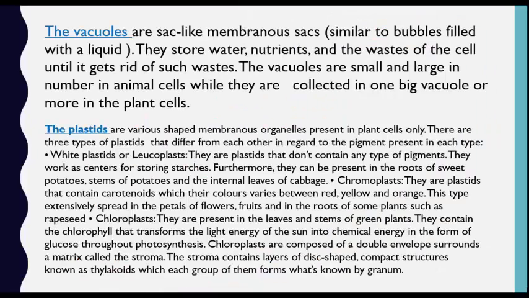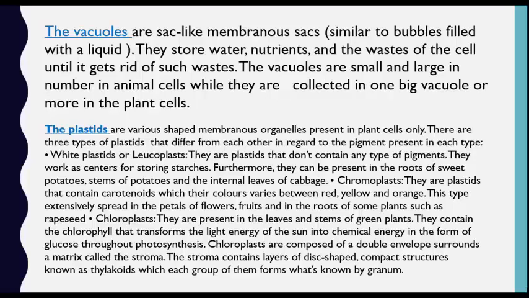The vacuoles. They are sac-like membranous sacs, similar to bubbles filled with a liquid. They store water, nutrients, and the wastes of the cell until it gets rid of such wastes. The vacuoles are small and large in number in animal cells, while they are collected in one big vacuole or more in the plant cells.